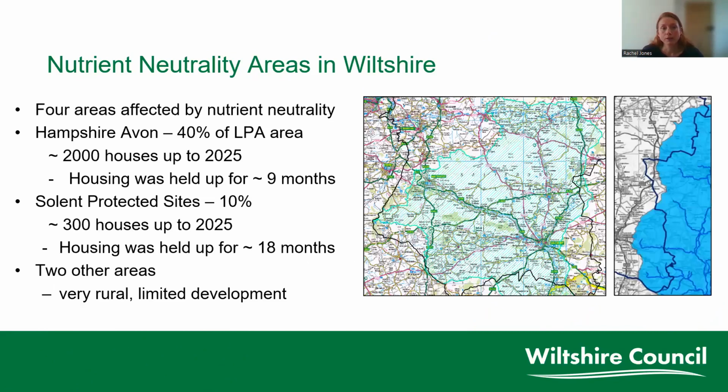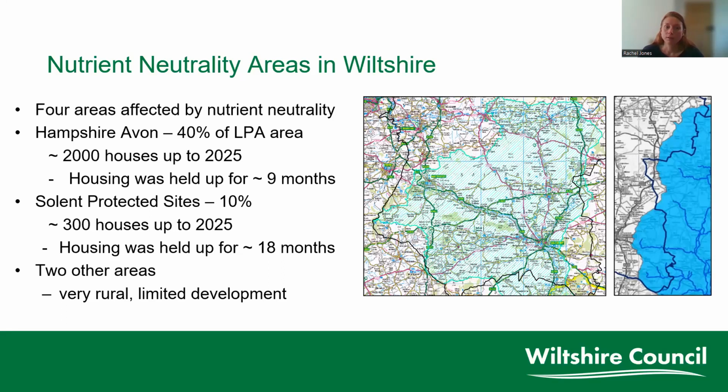So what I want to do now is just run through the nutrient neutrality impact for Wiltshire ourselves, just because I've got most knowledge about that. There are 4 areas that are affected within Wiltshire. The 2 main ones I'm focusing on, the biggest is the Hampshire Avon. That's an internationally important chalk river, and it's very sensitive to phosphorus burdens. We've been aware of the water quality issue for a number of years. It has been a difficult problem that the council has been addressing.